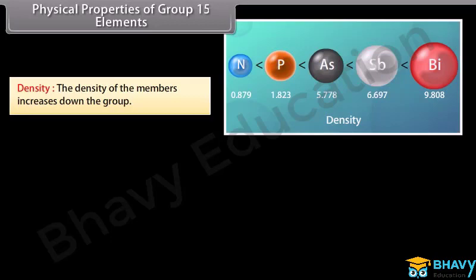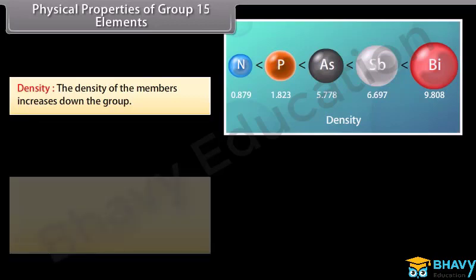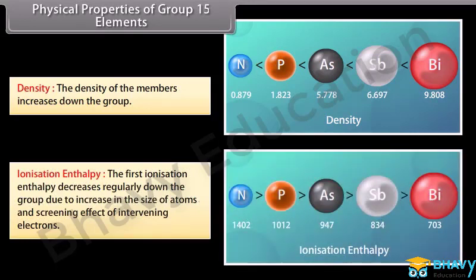Density: the density of the members increases down the group. Ionization enthalpy: the first ionization enthalpy decreases regularly down the group due to increase in the size of atoms and screening effect of intervening electrons.